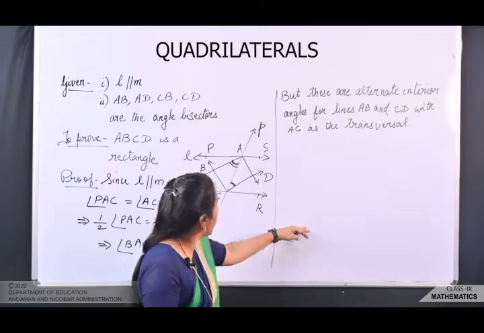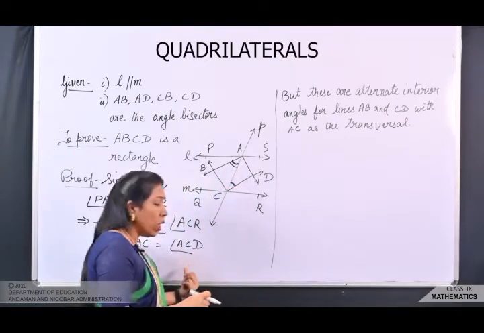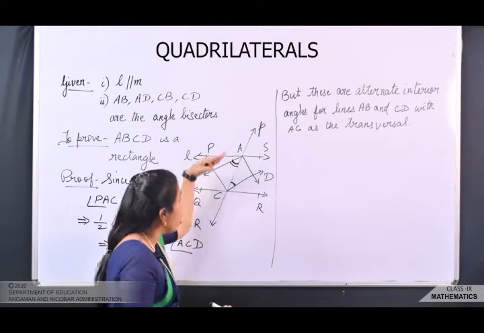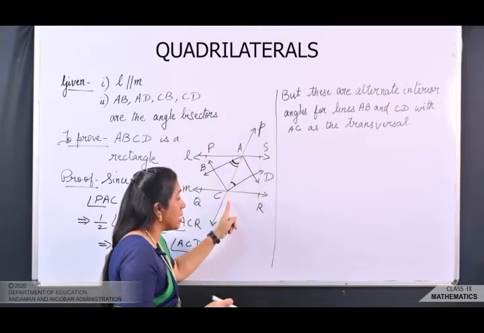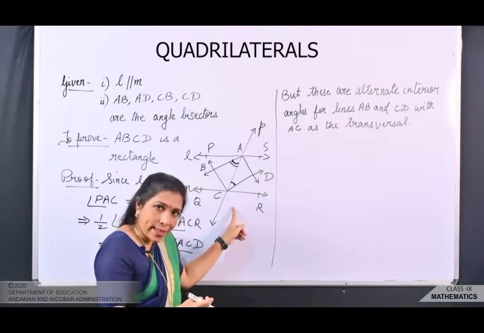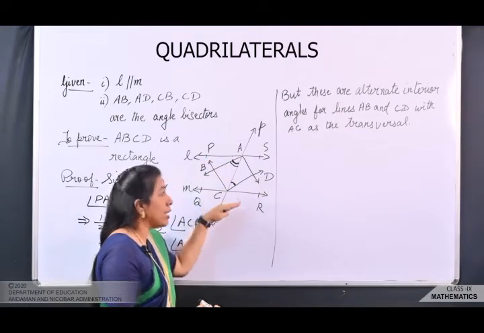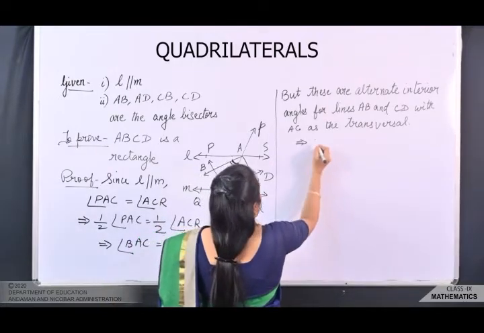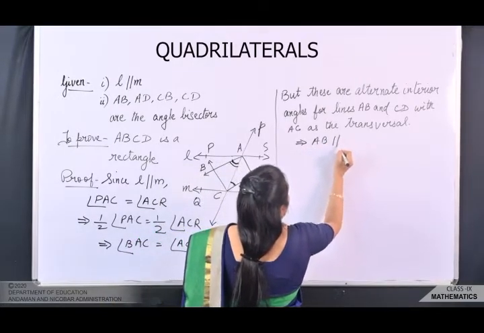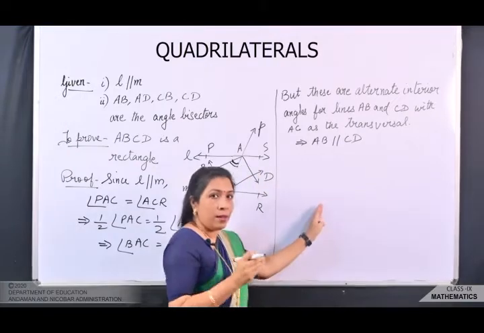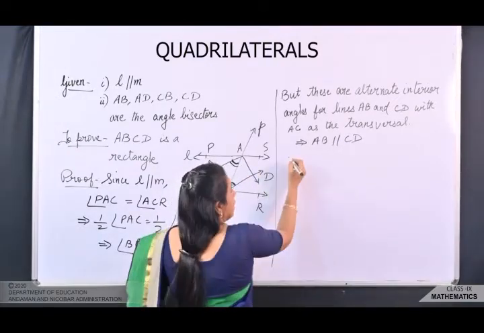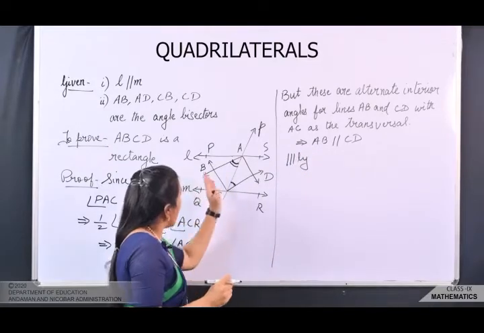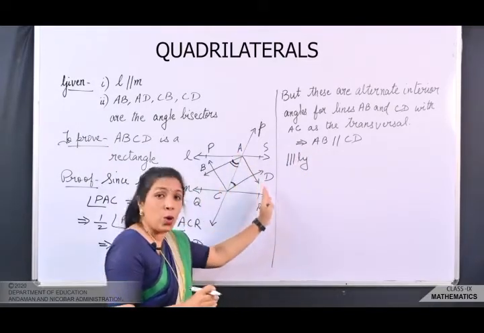Okay, so here these two angles are equal, हमें मिल चुका है, लेकिन वे क्या है? They are alternate interior angles for AB and CD, जहां पर AC एक ट्रांसवर्सल है. तो हम कह सकते हैं कि AB and CD are parallel to each other, which implies AB is parallel to CD. Okay, now similarly we can prove that BC is parallel to AD.